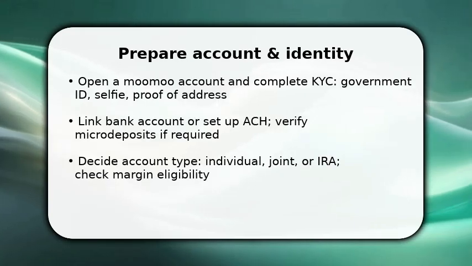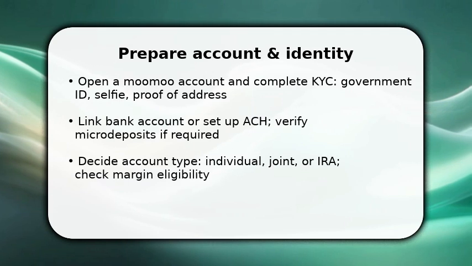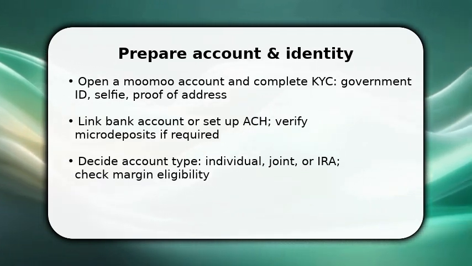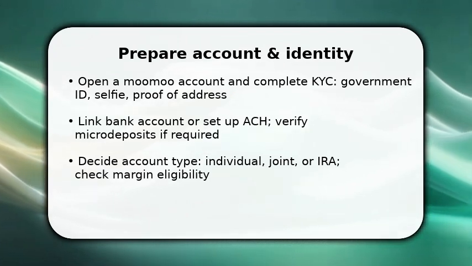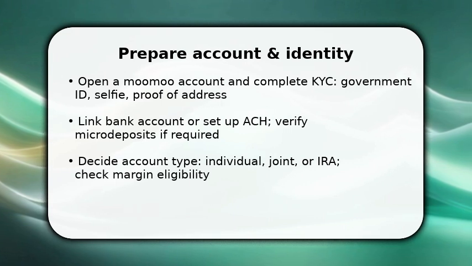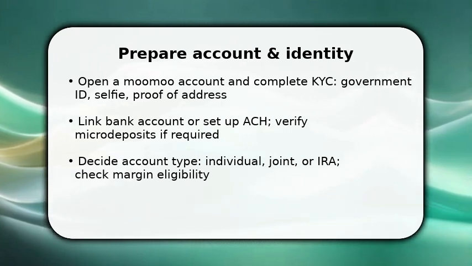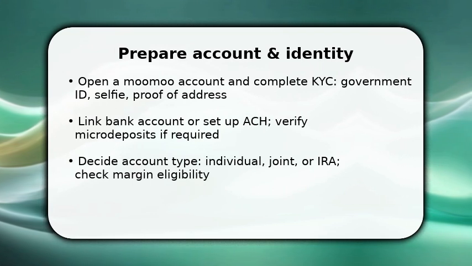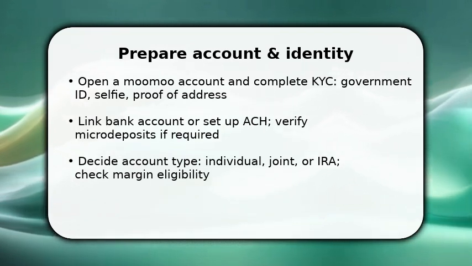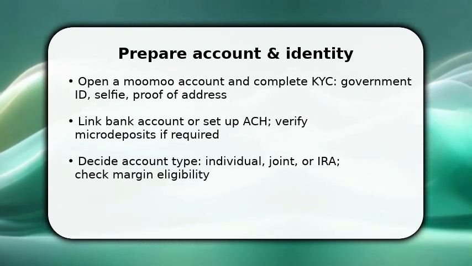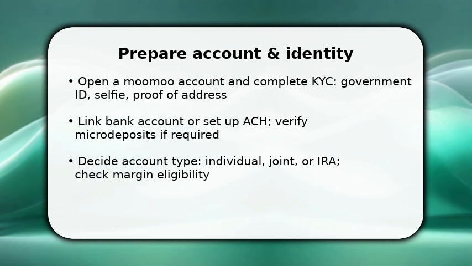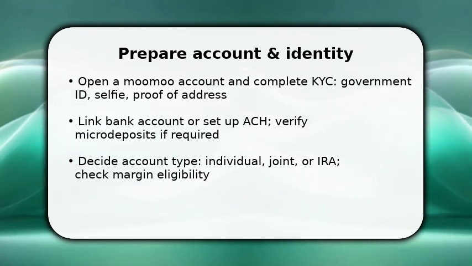You start by setting up and funding your Moomoo account so you can trade immediately. Complete KYC with your ID and selfie, then link a bank and confirm micro deposits. This clears transfers. Choose the account type you need, individual, joint, or IRA, and opt into margin only if you understand the risks. Once done, transfer the amount you plan to invest and let it settle. This makes funds available for stock purchases without delays.